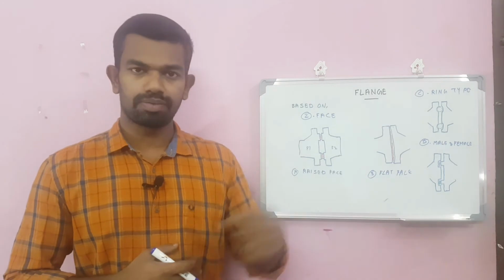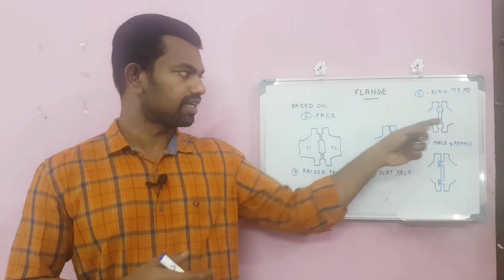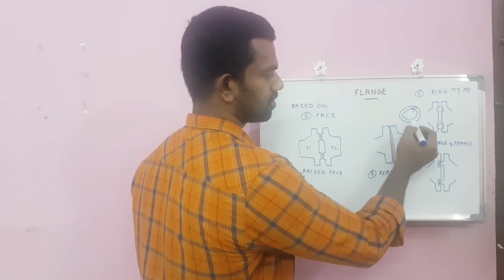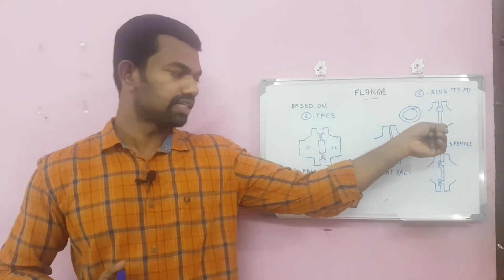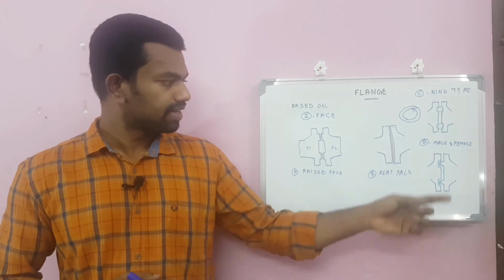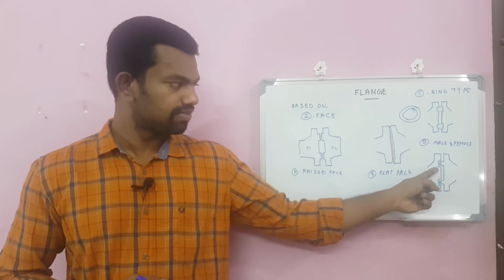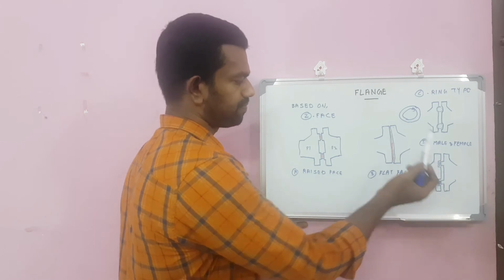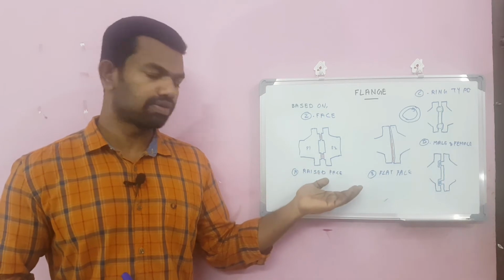Third category is ring type joints. There is a round groove for inserting a ring. This gasket will be a metallic ring between two flanges. This is a ring type joint. Then there is male and female. As the name indicates, one is female and the other is male. The gasket comes in between this slot. So these are some major types based on the faces.